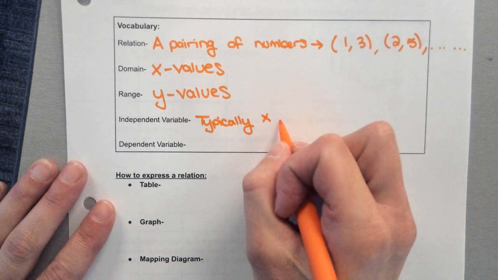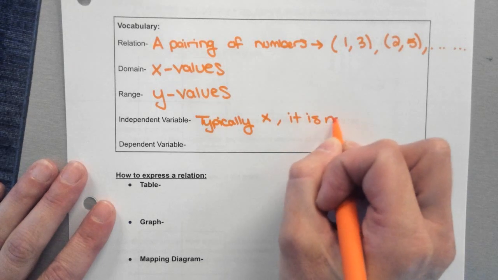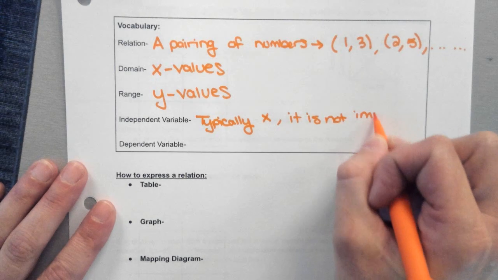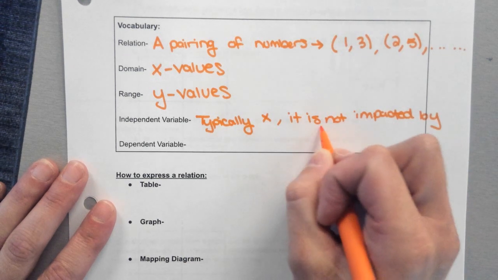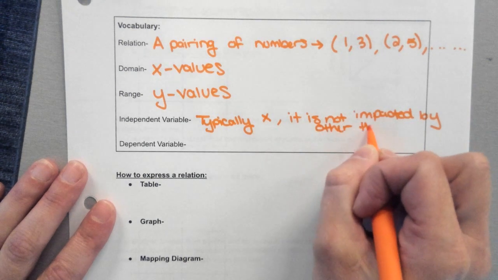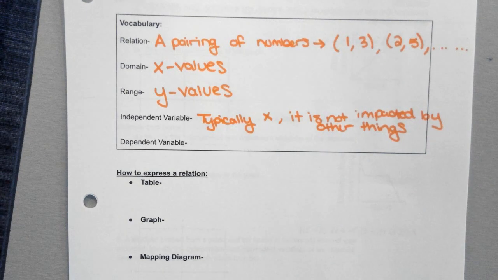And it is not impacted by other things. A good example of an independent variable that isn't impacted by anything else is time. Because is time going to change if it's raining, or if it's sunny, or if it's...  So time is typically our independent variable.